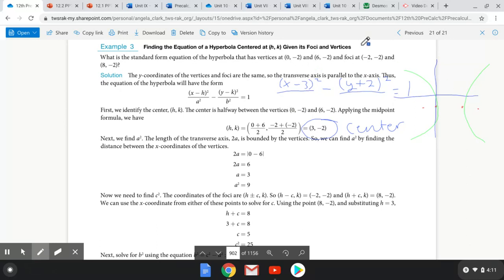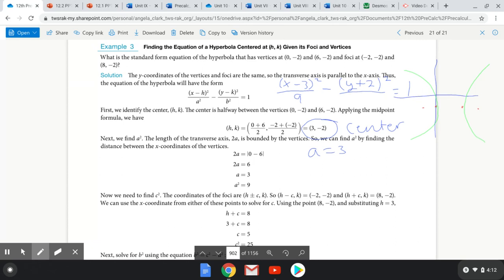So a is easy, right? A is the distance between the center and one of my vertices. So the distance from 0 to 3, which is just 3, right? Or 3 to 6, which is also 3. So a always goes under the first term. The distance from the center to a vertex always goes under the first term, and it's a squared. So if a is 3, I'm just going to write a note that a is 3, which means that what goes here is a squared, so that's 9.